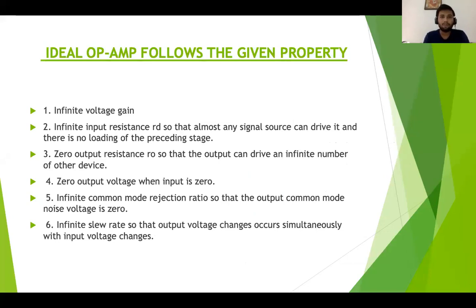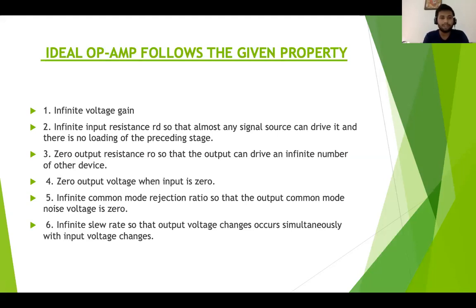Let us talk about what are the properties of the ideal op-amp. There are a few properties I have listed here. First of all, an ideal op-amp has infinite voltage gain. Second, infinite input resistance, so that almost any signal source can drive it and there is no loading of the preceding stage.